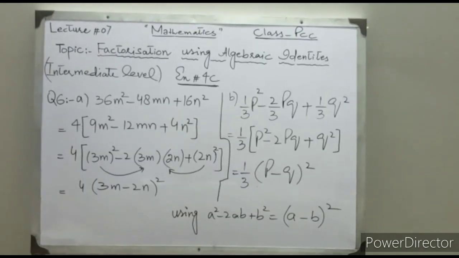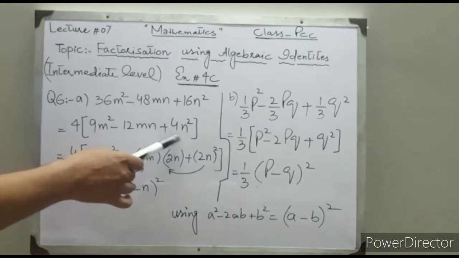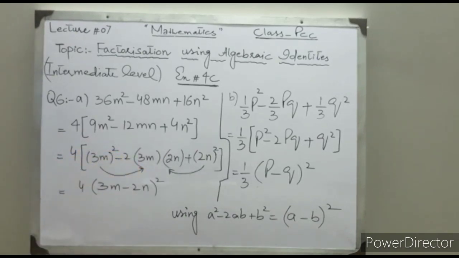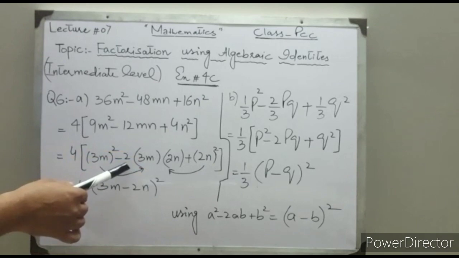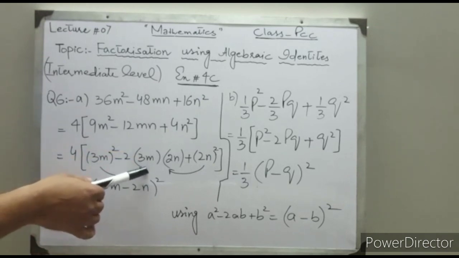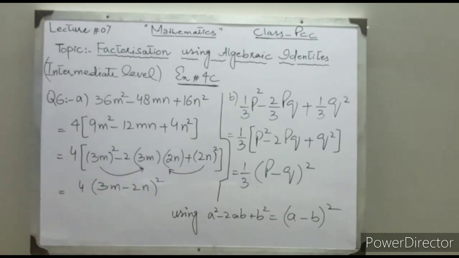Students, next question is question number 6, part A. 36m square minus 48mn plus 16n square. Students, you can see in this question we have 4 common. The remaining expression will be 9m square minus 12mn plus 4n square. 9m square can be written as 3m whole square, 4n square as 2n whole square, and in the middle we have to write 2ab, where a is 3m and b is 2n.